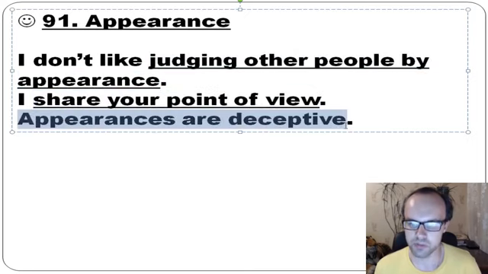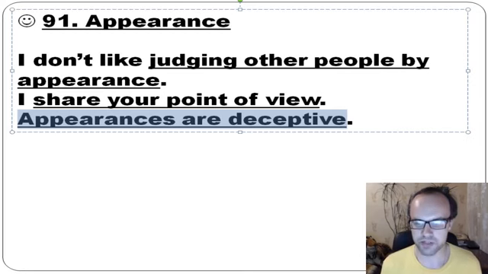Appearances are deceptive. It means that you can look at other people's appearance and maybe have some ideas in your mind, but it doesn't necessarily mean that it's true. So you need to know more information.